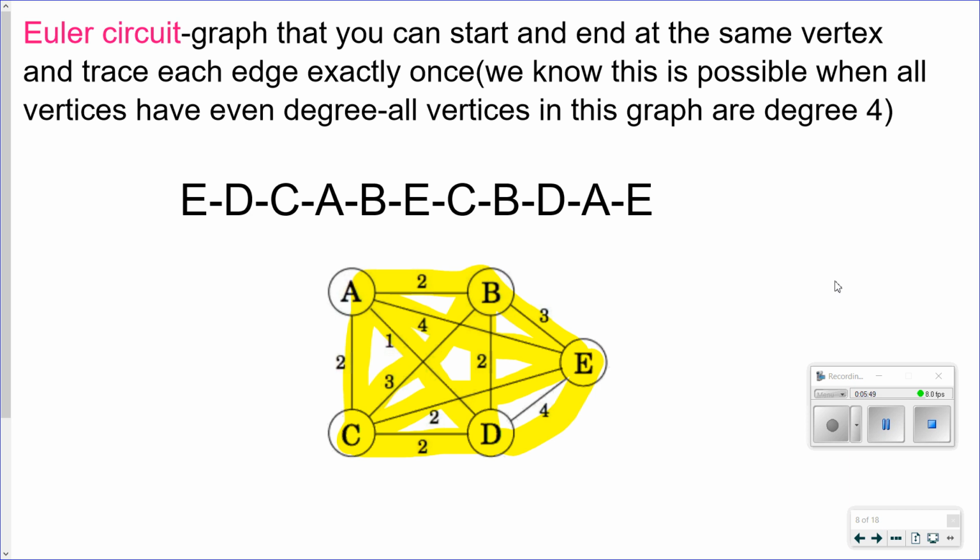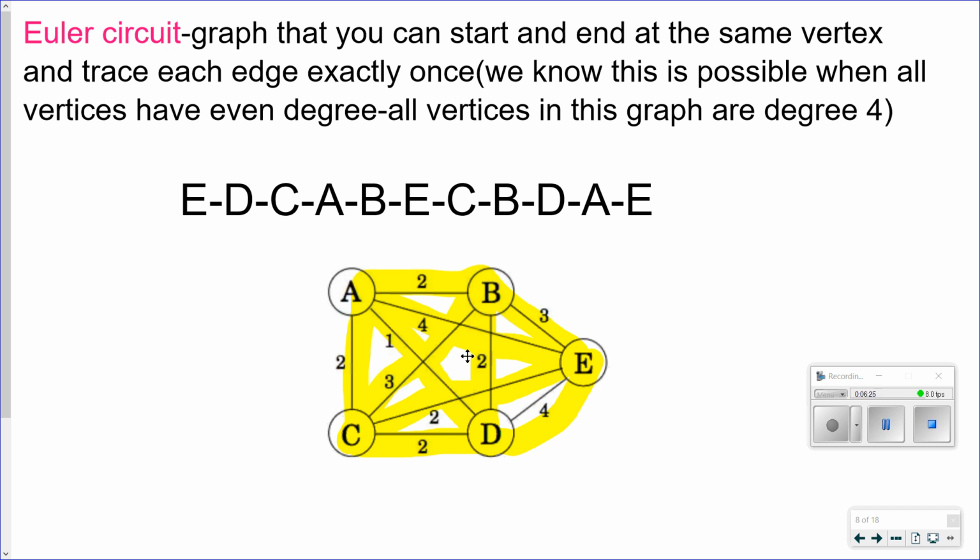Okay, this one's just to remind you what an Euler circuit was. This was one of the very first things we did in the semester. An Euler circuit is when, kind of like the painting the lockers problem, or mail delivery or garbage pickup, you have to get to every road. It's a graph that you can start and end at the same vertex and trace each edge exactly once.